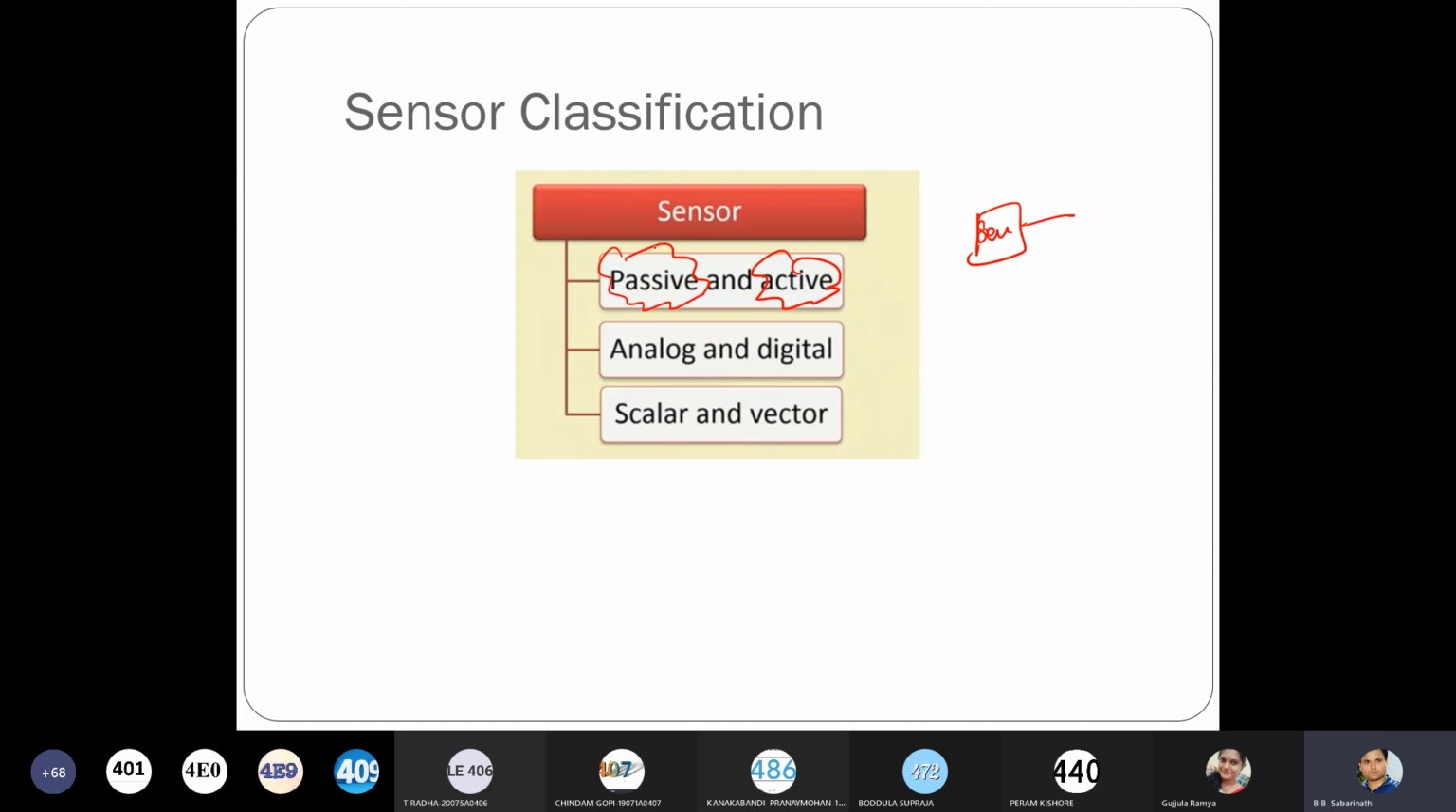A passive sensor is something which compulsorily needs an external supply. So the sensor has to use some supply. Definitely, right. In the case of the temperature sensor, what did we do?